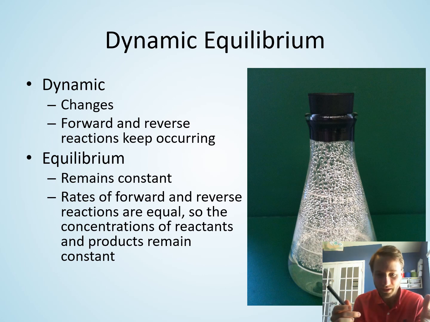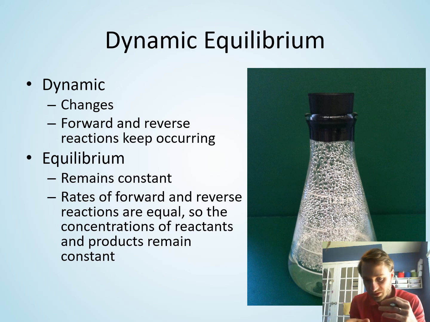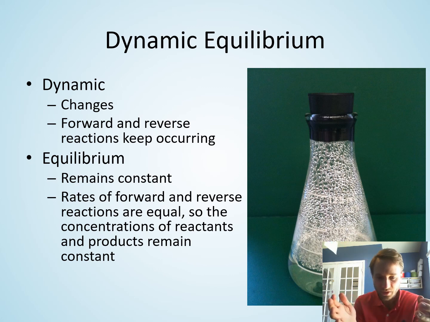And that's what's happening in chemical equilibrium. I have reactants being formed and consumed, and products being formed and consumed, all at the same rates, so that the net concentration of all my reactants and all my products is unchanged once I've reached equilibrium.